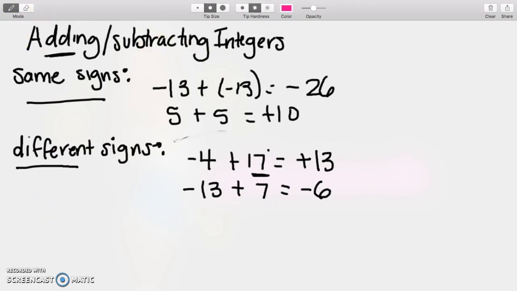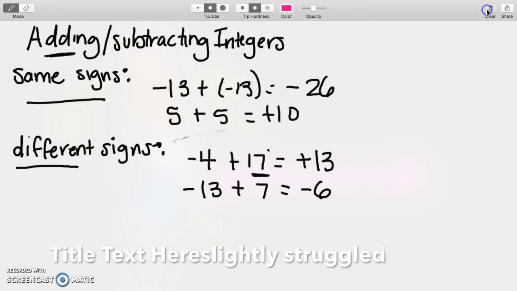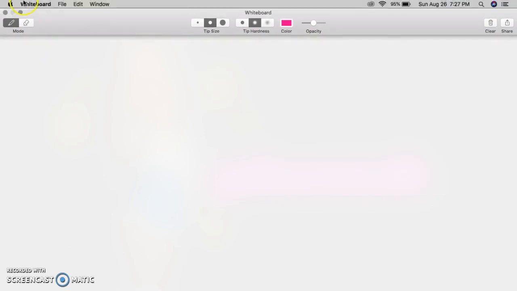I'm going to clear the screen so you can always rewind back to view it. So now we're going to have subtracting integers. All right.